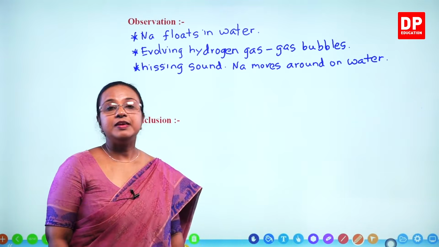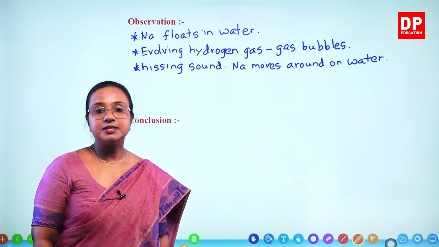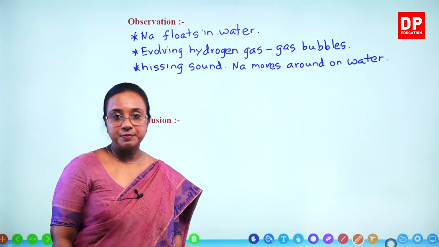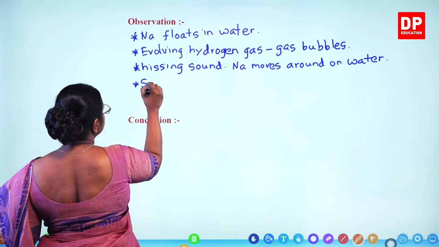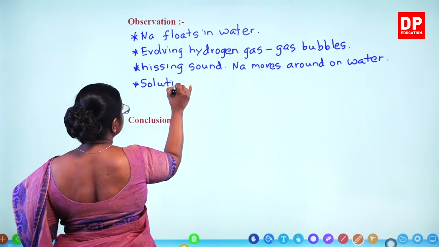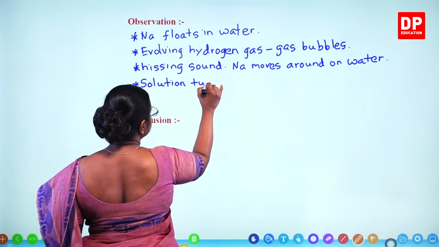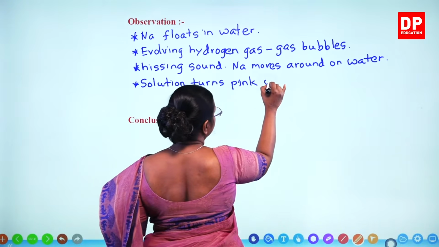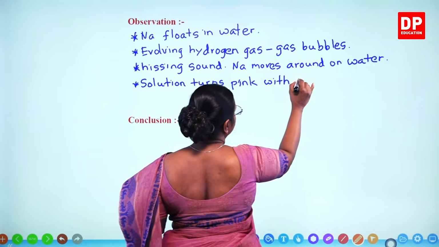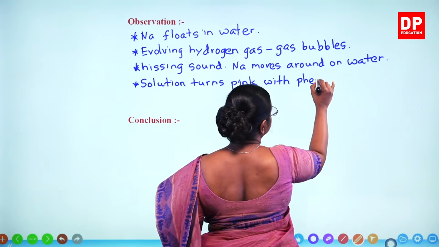Then when we added phenolphthalein, the solution became pink. So the next observation, solution turns pink with phenolphthalein.